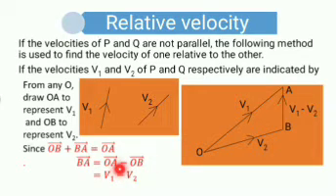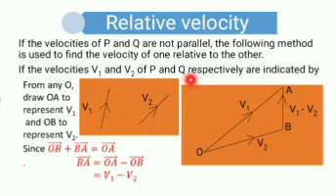So what is your OA? OA is v1. Then minus OB. What is OB? It is v2. Is that clear? This one will now represent the relative velocity of P relative to Q.